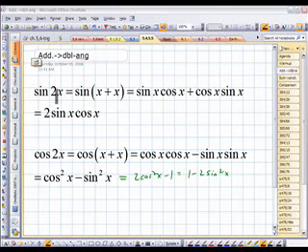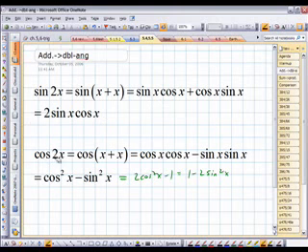First of all, the double angle formula for sine 2x, think of that as sine of x plus x, and then using our sine addition formula, sine of the first, cosine of the second, plus cosine of the first, sine of the second. So there's two of these, you just get 2 sine x cosine x. So here's our identity for double angle formula for sine.